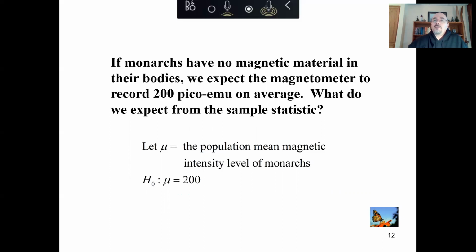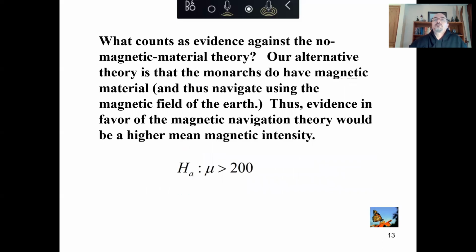What do we expect from the sample statistic? Okay, so we need to define what is mu, the population mean magnetic intensity level of monarchs. So our hypothesis based on this would be that the mean, the hypothesis is the mean equals 200. Again, note we're using mu.